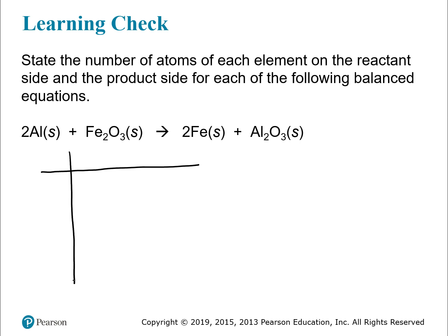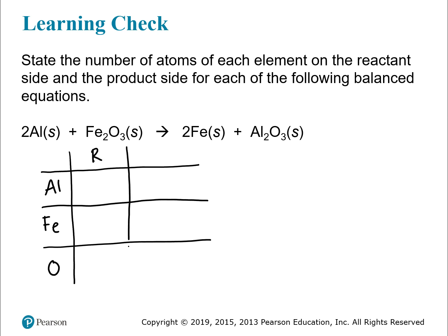I will usually draw a table like this that has each of the elements that I see written down the first column here. So I see aluminum, iron, and oxygen. I have a column for the reactant side, which I label with an R, and a column for the product side, which I label with a P. Then I count the number of atoms for each element on the reactant side and the product side, and I fill it in.